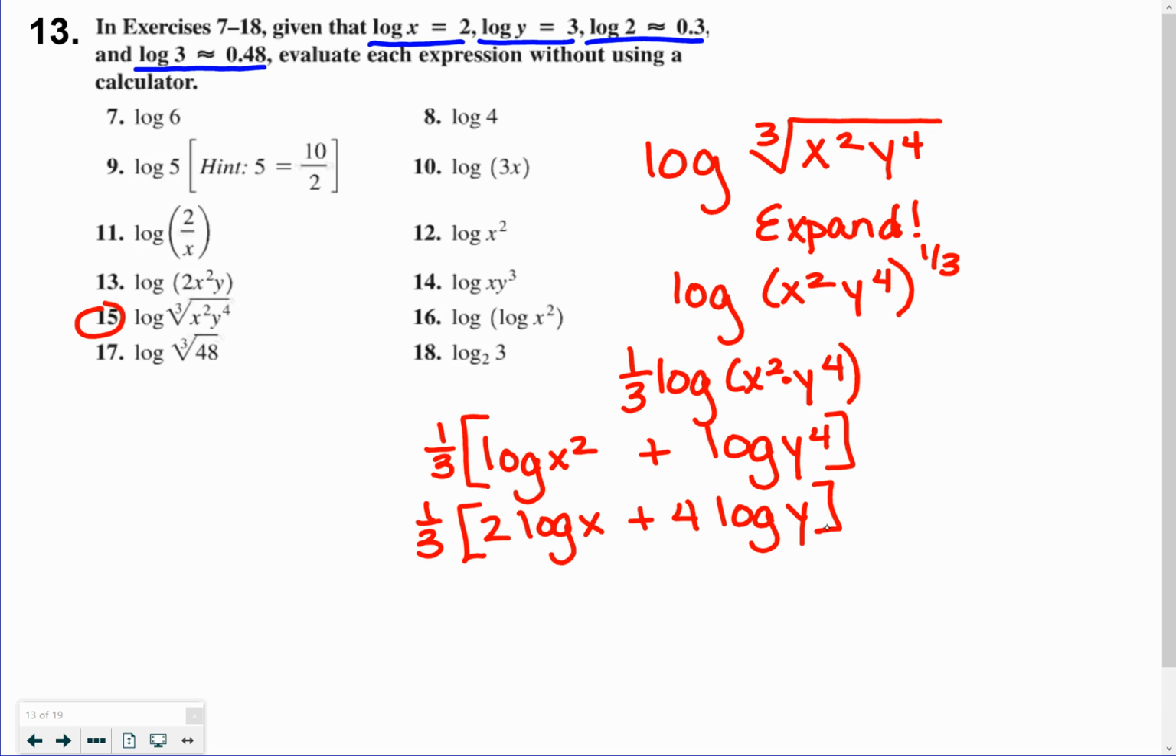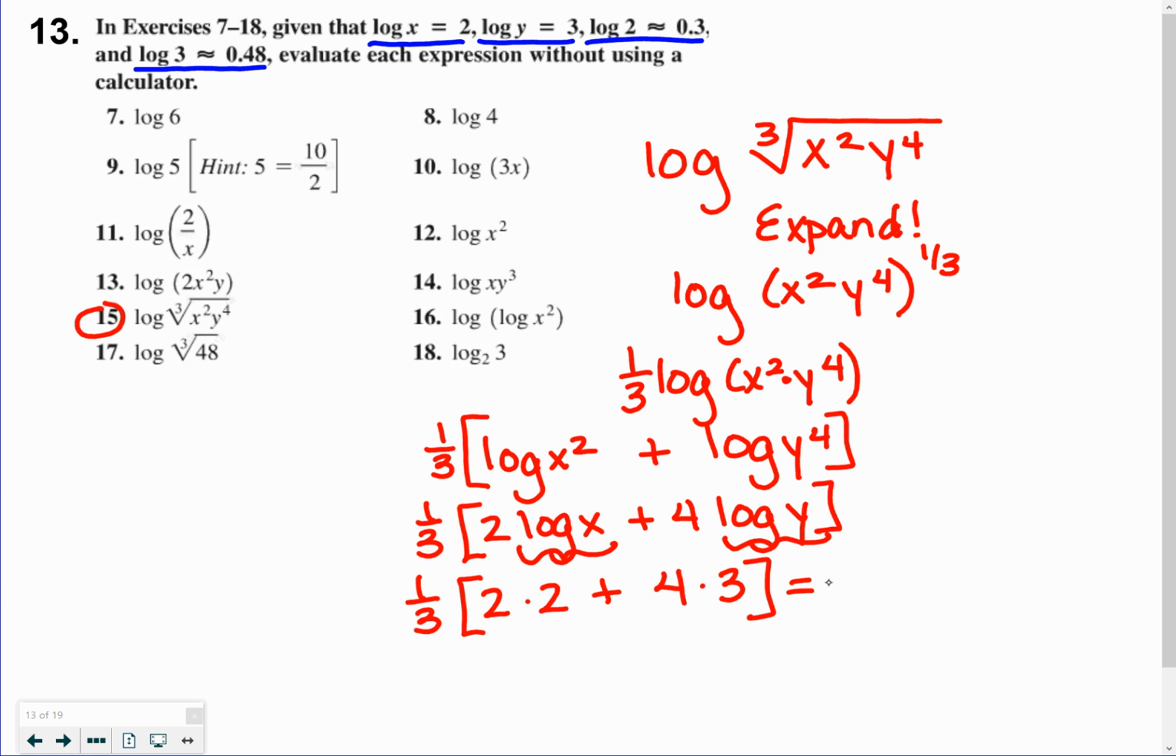All right, am I expanded completely now? Okay, yeah, I don't have any division or multiplication inside my logs, and I don't have any powers. So that's how I know I've expanded completely. Now we look at the given information. What is log of x equal to at the top there? 2. And what is log of y equal to at the top there? 3.